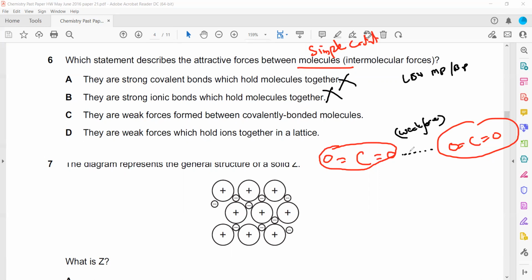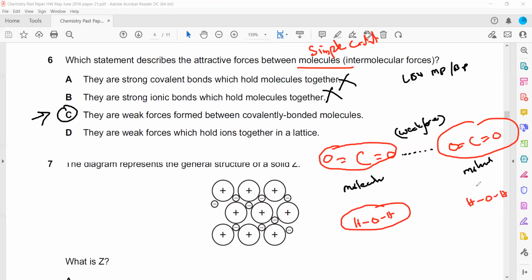That is true because, like this is one molecule and this is another molecule, between the molecules there is a very weak force. Attraction is there, but that is a weak attraction. That's why they have a low melting or boiling point. If you have any covalent compound, not just carbon dioxide, if you have water, H2O, H-O-H, and there will be another H-O-H.